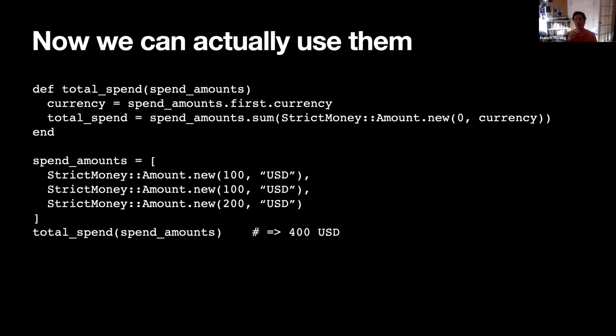Now, the second line of that method, spend_amounts.sum, sum is a built-in method on the array. What it does is it looks for the method plus, and it calls it consecutively on every object of that array, right? So we didn't have to write our own iterating code. We just used existing functionality on Ruby arrays because we already had plus. You have to do that StrictMoneyAmount 0 currency thing because you need a starting value, and you can't add 0, basically.